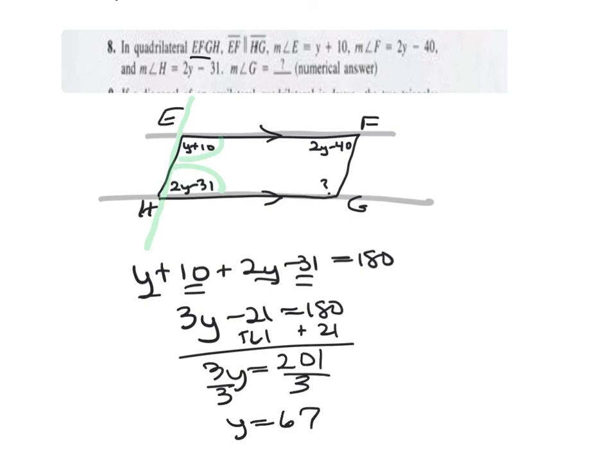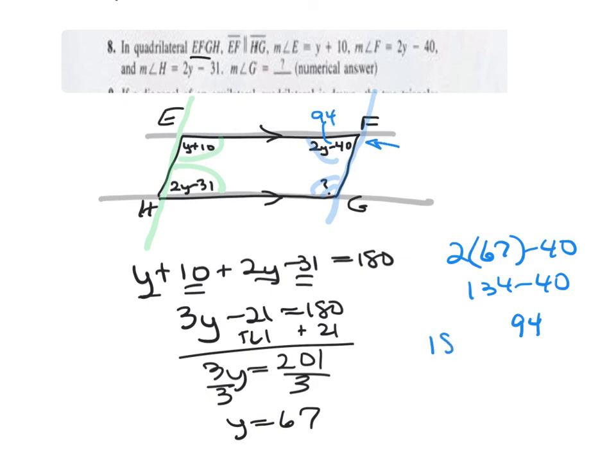Now, what I need to do is realize that if I draw another transversal over here, these two angles are also supplements. So I'm going to find the value of this angle. I'm going to plug in 67 for y. 134 minus 40, and I find out that this angle here is 94. So then I can do 180 minus 94, and the measure of angle G is 86 degrees.